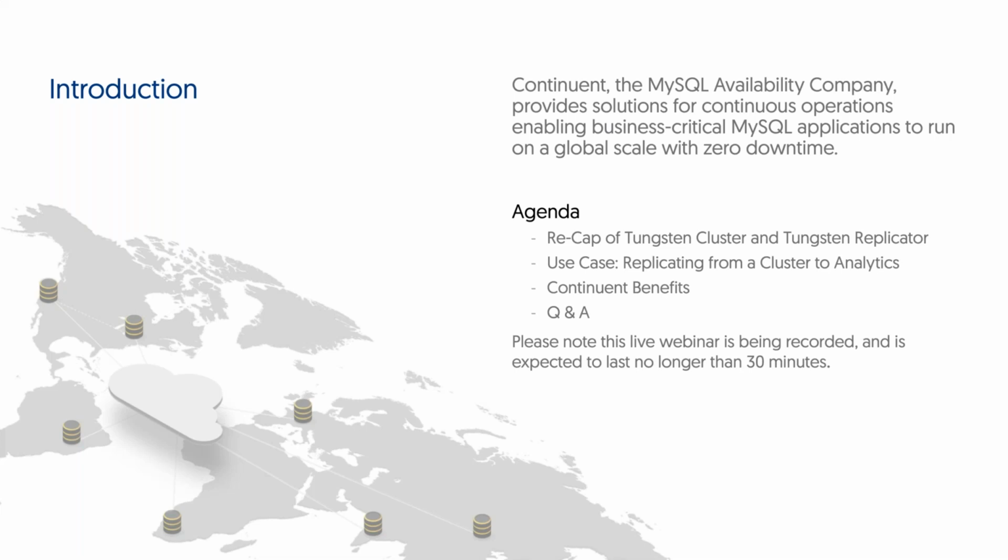Okay, so in today's webinar, we're going to take a look at how you can expand your existing Tungsten cluster using the standalone replicator to replicate out of the cluster into a different environment, such as an analytics environment. First off, we're just going to have a quick recap of how our products work, and then we'll look at how the replicator can be used as what we call a cluster slave. We'll take a brief walk through the benefits that Continuent solutions deliver to your business, and then we'll close with a Q&A session. So feel free to ask questions as we go through the GoToWebinar control panel, and we'll go through them all at the end, and I'll give you the answers.